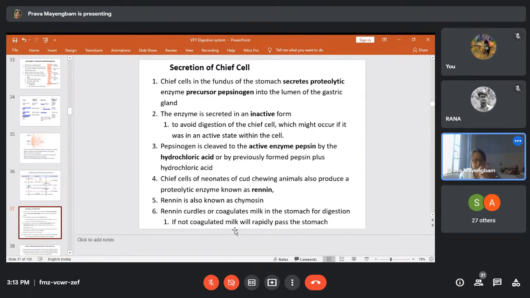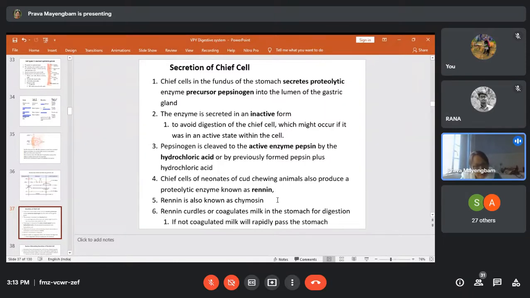Chief cells of neonates of cud-chewing animals also produce a proteolytic enzyme known as rennin. Remember the spelling: R-E-N-N-I-N. This enzyme is different from the enzyme renin, R-E-N-I-N.